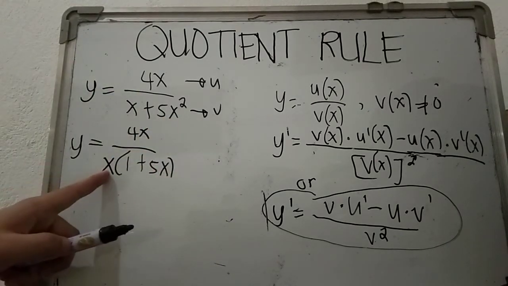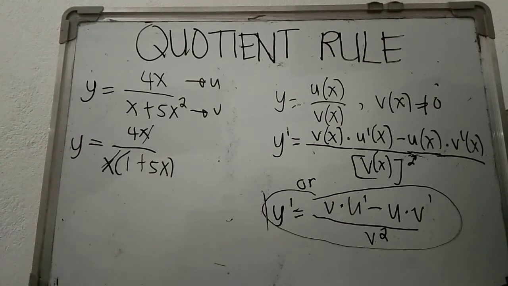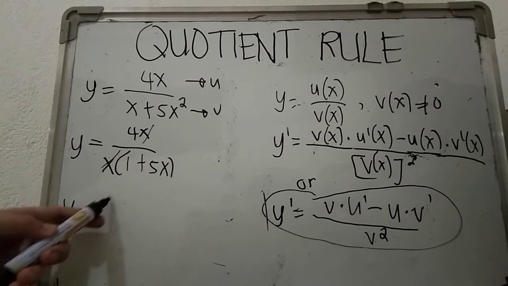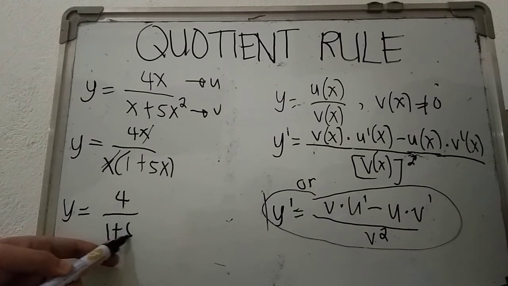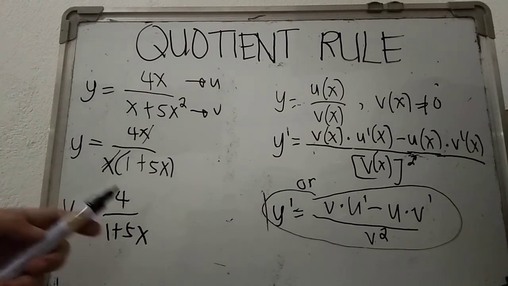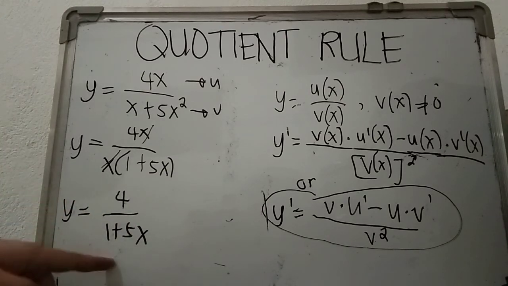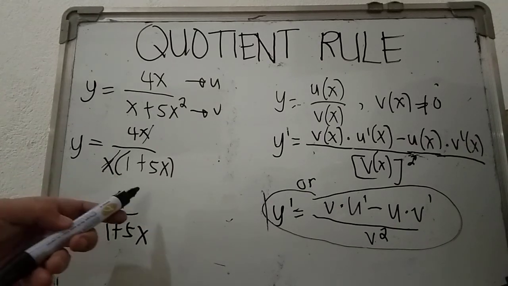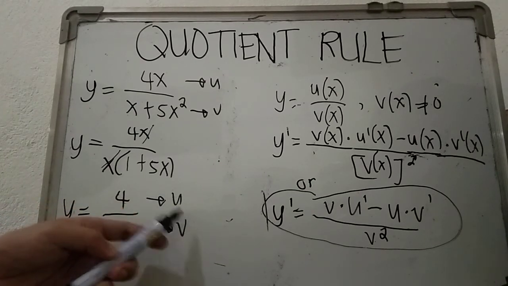Now why are we going to factor the denominator? Because we are going to cancel the x variable. So what's left on the numerator part will become 4 over 1 plus 5x. So we have now a reduced form of our function, 4 over 1 plus 5x. So this is now our u, and this is now our v.